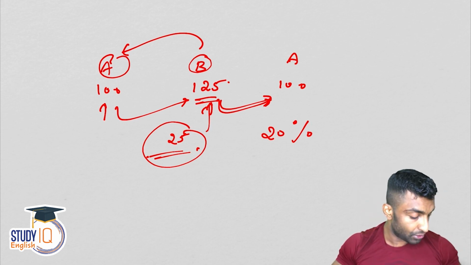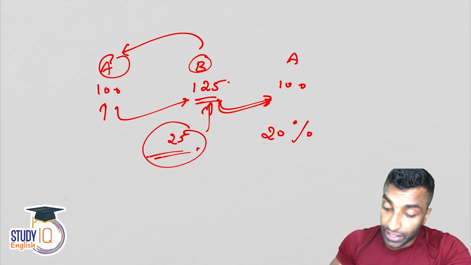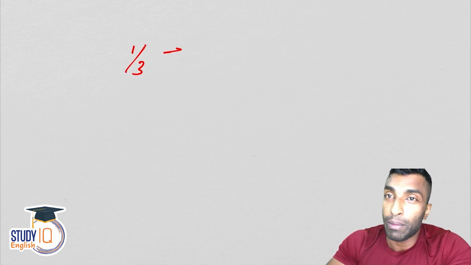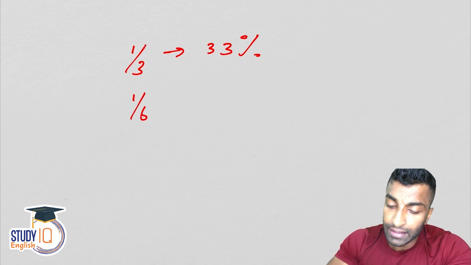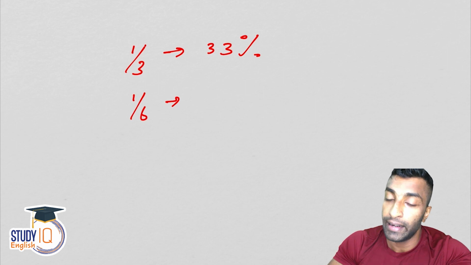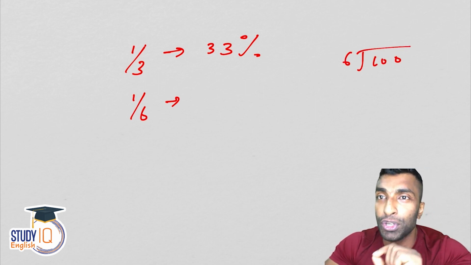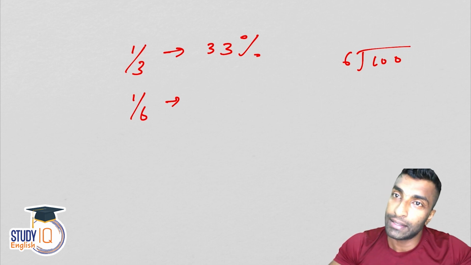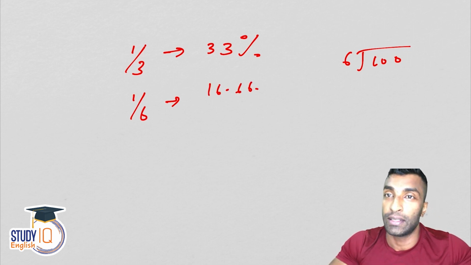And also they will ask you fraction to percentage conversions. There are certain conversions you should be knowing. Like if you see 1 by 3, it is 33%. Okay, what is 1 by 6? If you know 1 by 3, 1 by 6 is going to be easy. You cannot do 100 divided by 6 at that point of time. Once you know 1 by 3 is 33, 1 by 6 should be half of it. That is going to be 16.6.